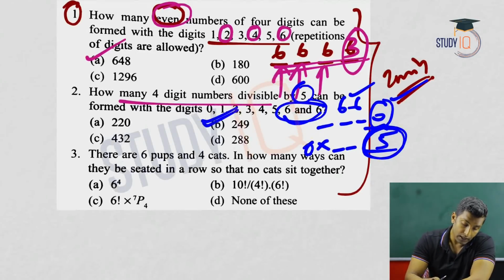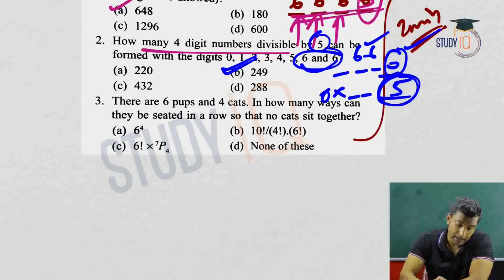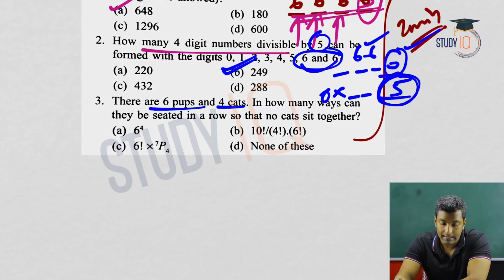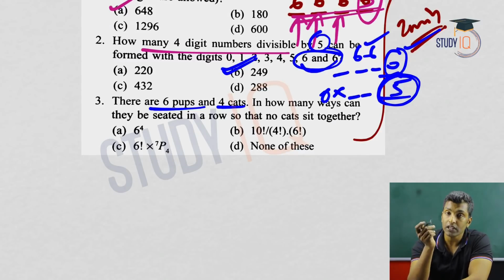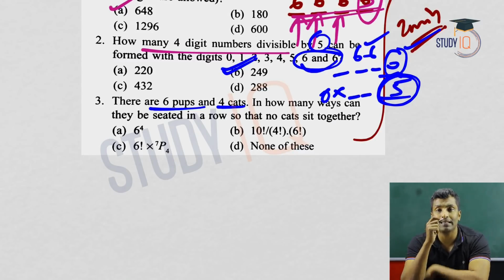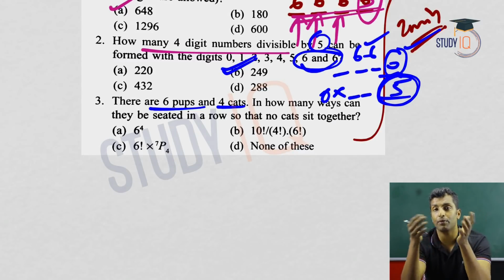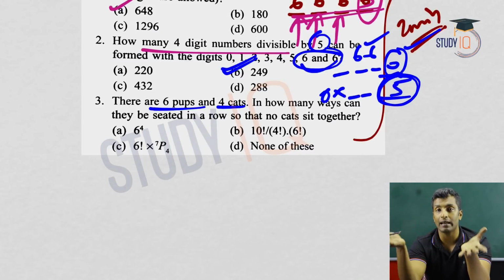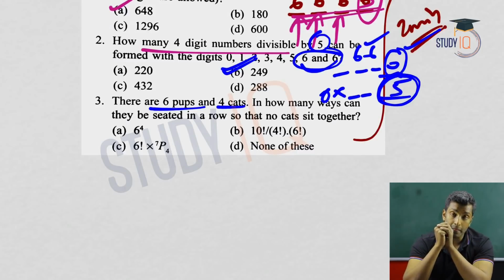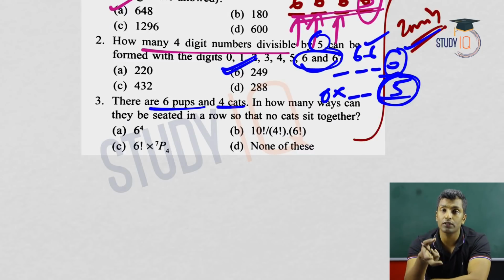Now the third one. If you see here, there are 6 pups and 4 cats. In how many ways can they be seated in a row so that no cat sits together? No cat should sit together. We have discussed this case, girls and boys already, or pineapples and mangoes. So there we have discussed the concept. If you want cats not to sit together, then arrange the others first.